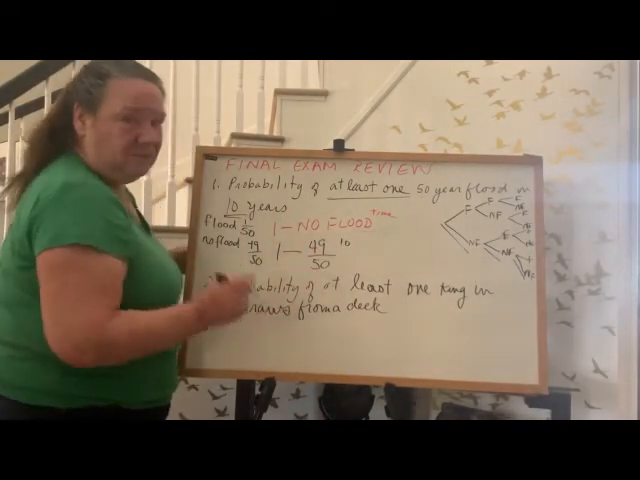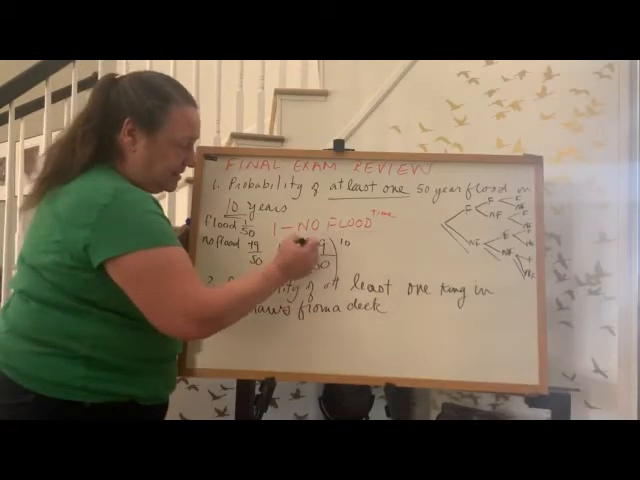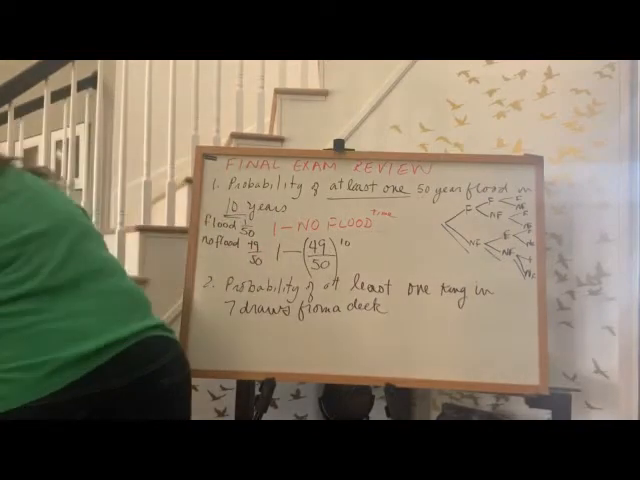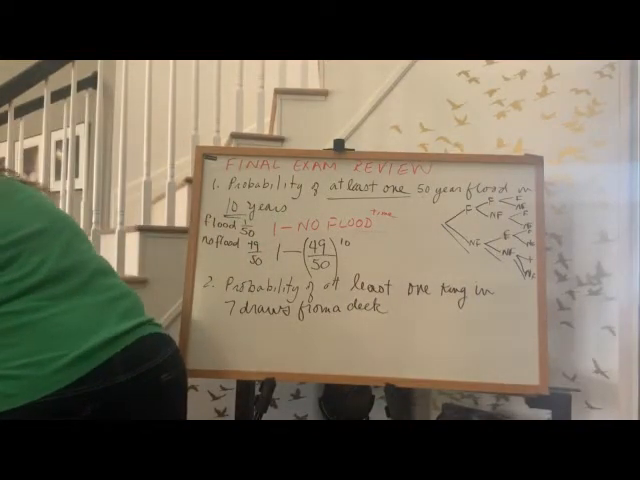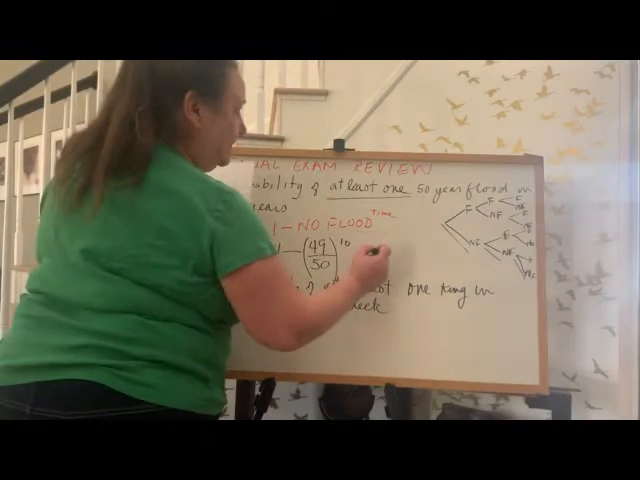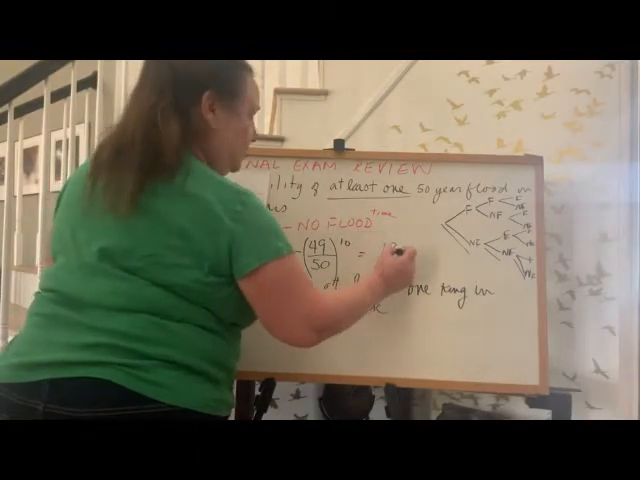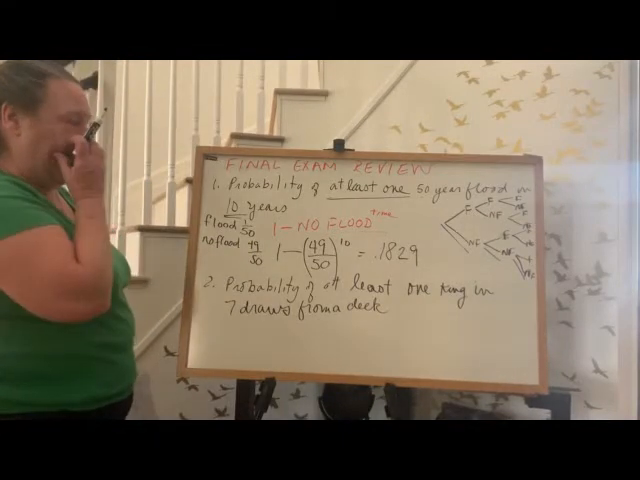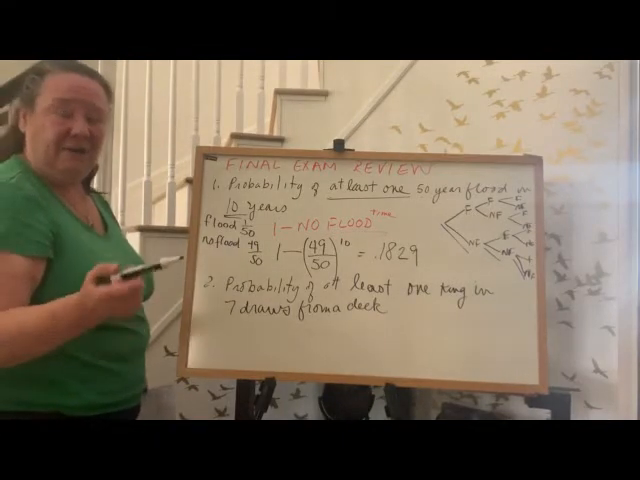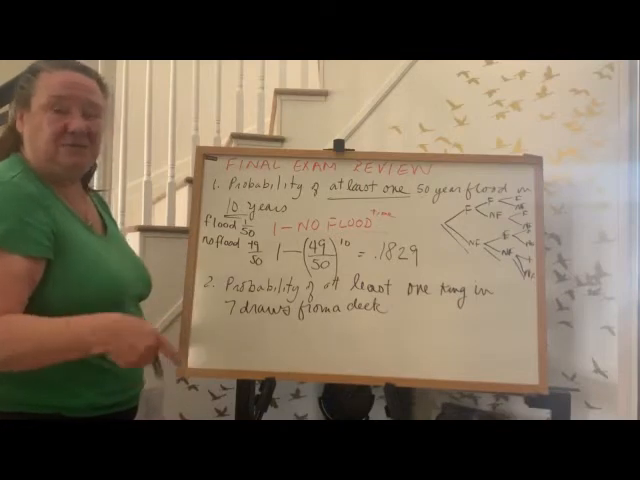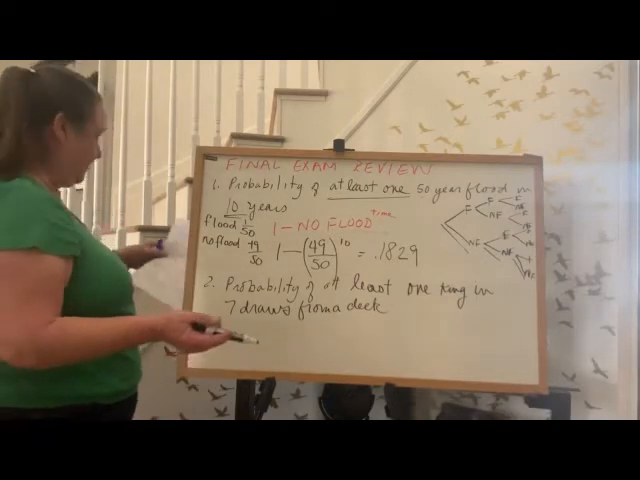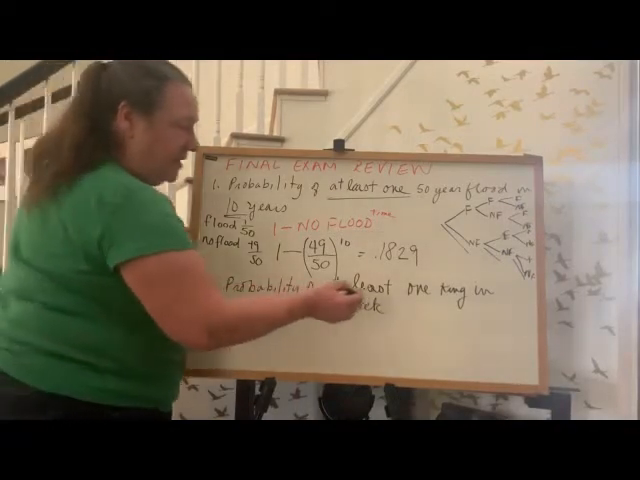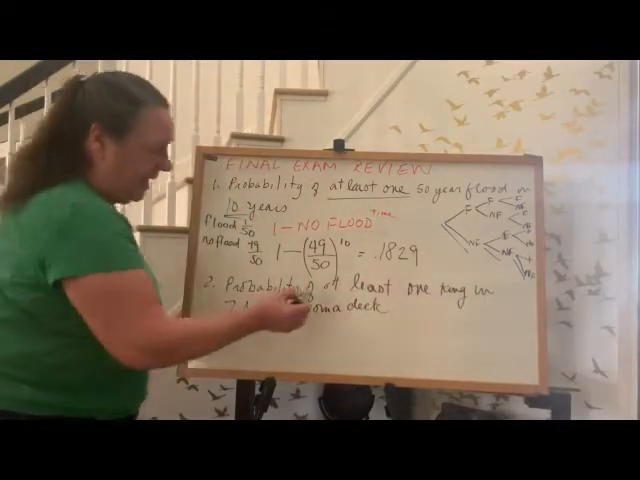Now you know, I hope, that this has to be in parentheses. So 1 minus 49 out of 50, and I've worked it out for you already, is 0.1829. And that's it. And probabilities are either decimals or fractions.